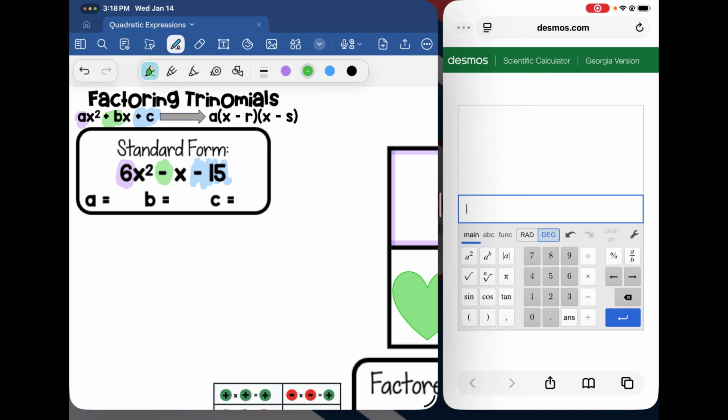So my A term would be a positive 6. My B term would be a negative 1. Remember, it's invisible, but it's a negative in front of the x, which means it's a negative 1. And my constant term is a negative 15.